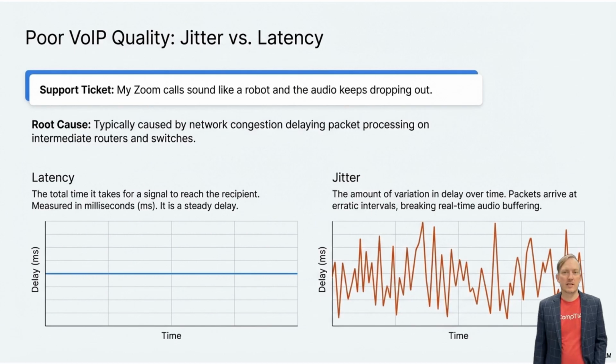If a user says their Zoom calls sound like a robot and audio keeps dropping, you have poor VoIP quality caused by network congestion. You need to know the difference between latency and jitter. Latency is the total time it takes for a signal to reach the recipient, measured in milliseconds. It is a steady delay. Jitter, however, is the amount of variation in delay over time. Packets arrive at erratic intervals, breaking real-time audio buffering.